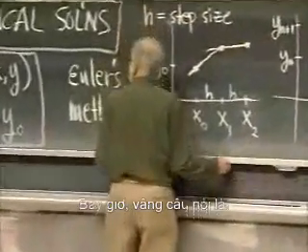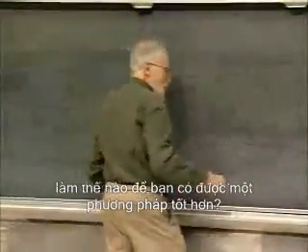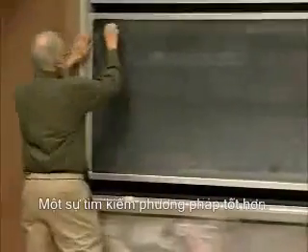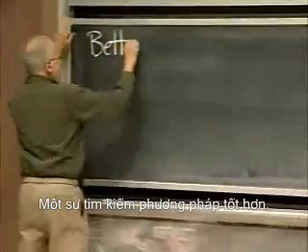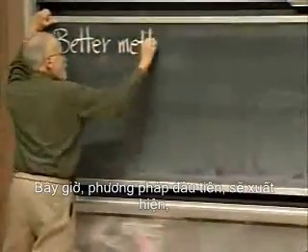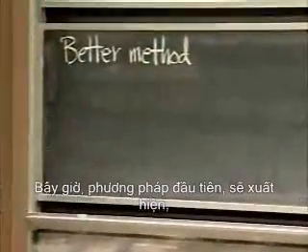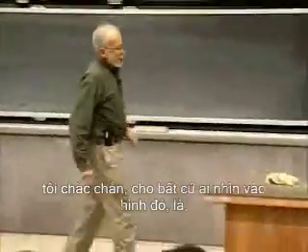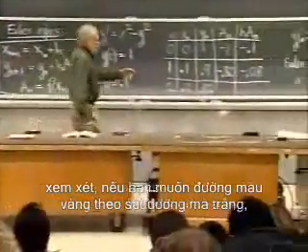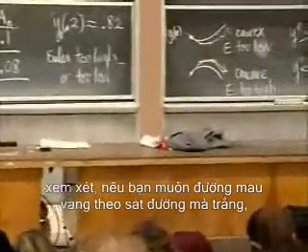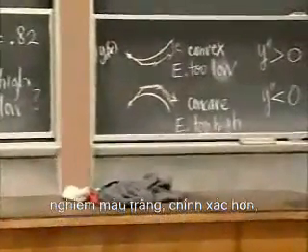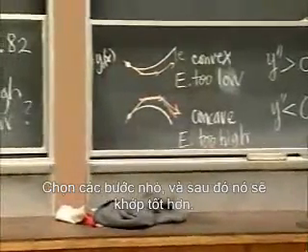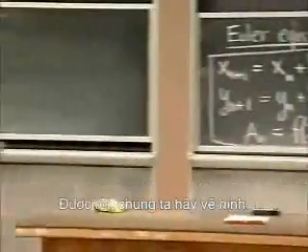Now, so the question is, how do you get a better method? Searches for a better method. Now, the first method which will occur, I'm sure, to anyone who looks at that picture is, look, if you want this yellow line to follow the white one, the white solution, more accurately, for heaven's sake, don't take such big steps. Take small steps, and then it will follow better. All right, let's draw a picture.